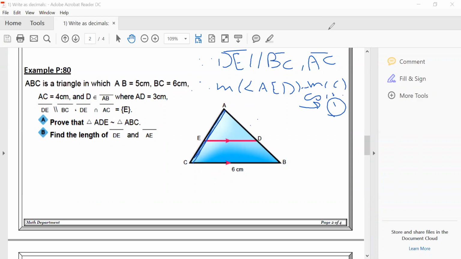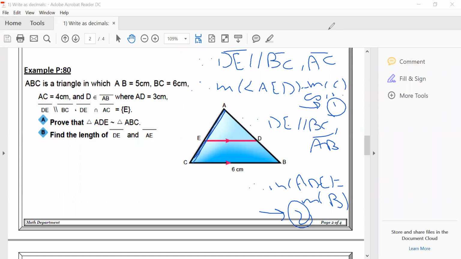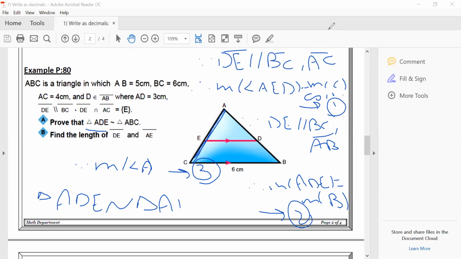Write the parallelism again. Since DE is parallel to BC, and in this case AB is the transversal, therefore measure of angle ADE equals measure of angle B. Also corresponding. This is number 2. Since measure of angle A is a common angle, this is 3. From 1, 2, and 3, triangle ADE is similar to triangle ABC. So you have proved that they are similar.